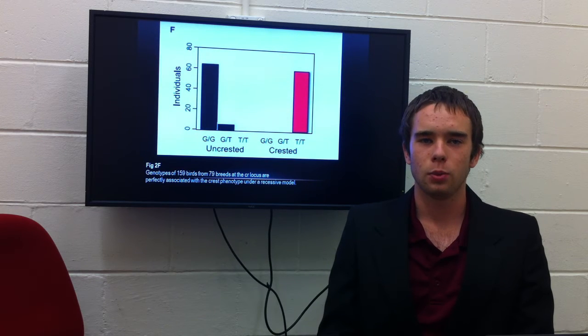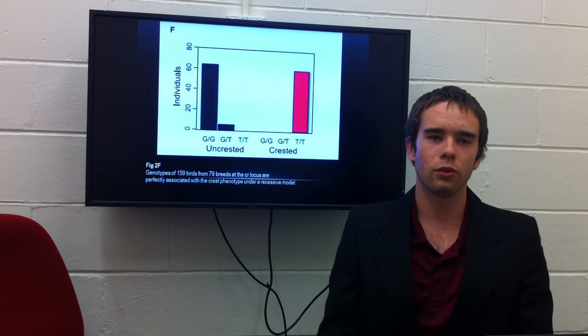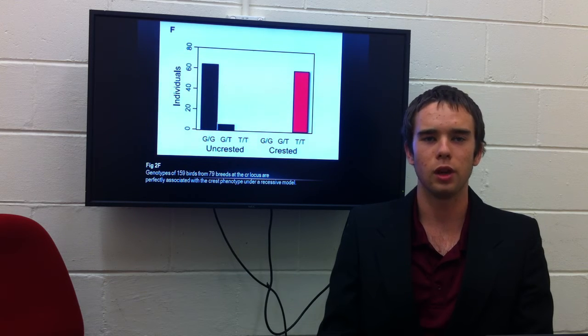The role of EPHB2 in feather growth is unknown, but it plays an important role in tissue patterning and morphogenesis, and is a member of the receptor tyrosine kinase family that mediates development of the feather cytoskeleton.